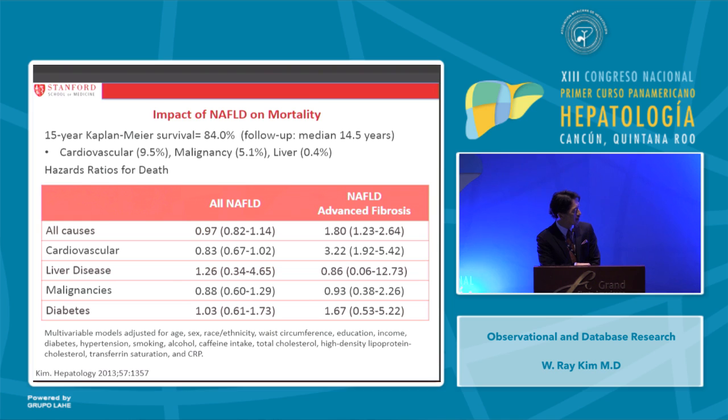So all of these have 1 in their range, so none of these is significant. But for example, cardiovascular, the hazard ratio was 3.2, and the confidence interval, both numbers are greater than 1. So they are statistically significantly increased cardiovascular. So if you have NAFLD with advanced fibrosis, the risk of death by cardiovascular cause goes up about 3-fold.